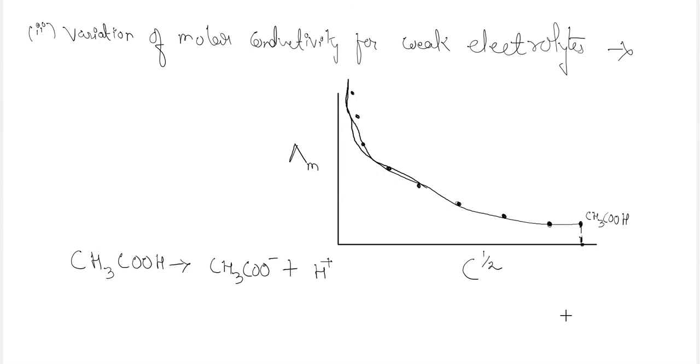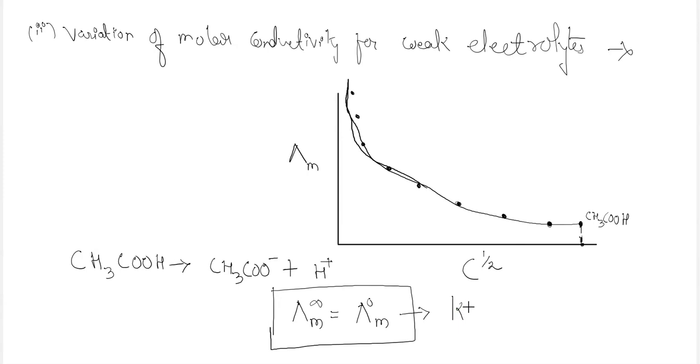So here it is very hard to find the highest molar conductivity, or the molar conductivity at infinite dilution, for weak electrolytes. So for finding the molar conductivity at infinite dilution, at the condition where the concentration of CH3COOH or acetic acid or the weak electrolyte becomes zero, the molar conductivity can be found out by the Kohlrausch law.